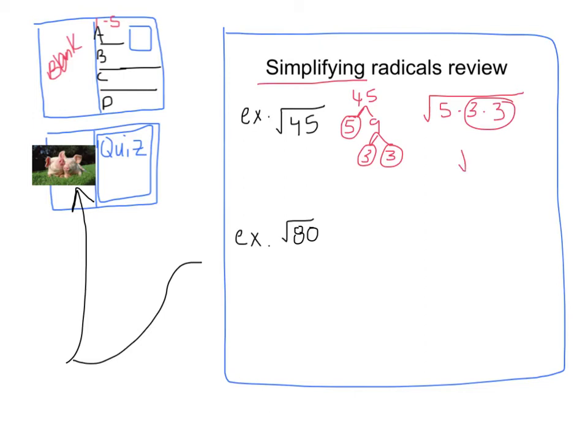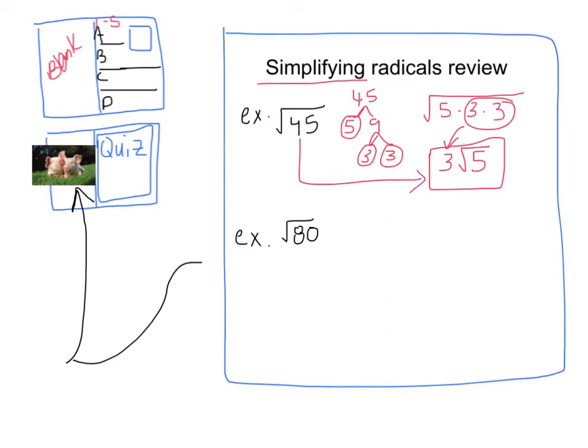So for example, for the square root of 45, the 5 doesn't have a pair, so he stays under the square root. But the 3 does. For every pair, 1 comes out. That means 3 square root of 5 is the simplified version of the square root of 45.